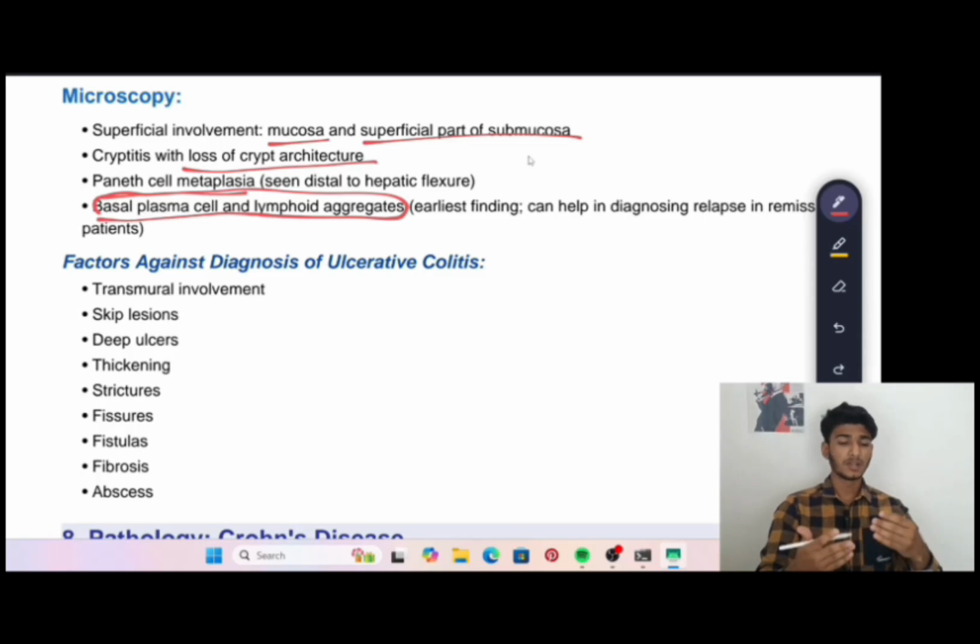You just need to remember that there will be superficial involvement of the mucosa and the submucosal part. Then the architecture of the crypts will be lost. Then the Paneth cells will get metaplasia, and then the basal plasma cells and lymphoid aggregations will be seen there.